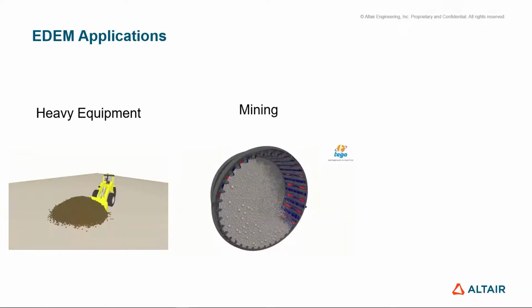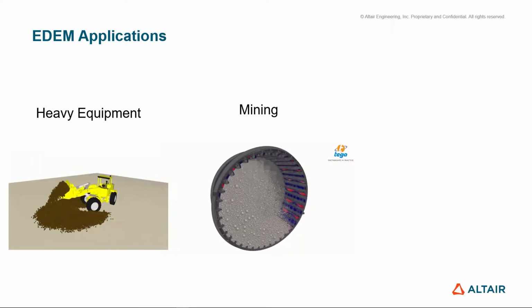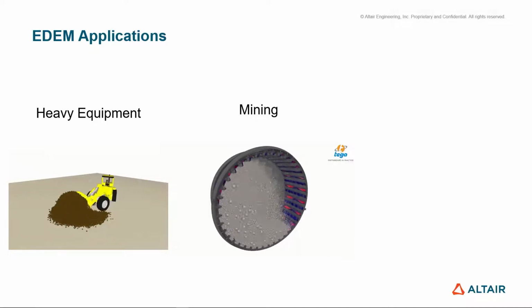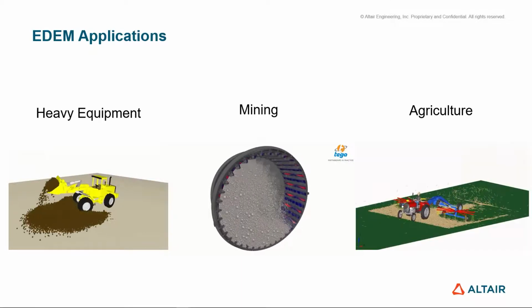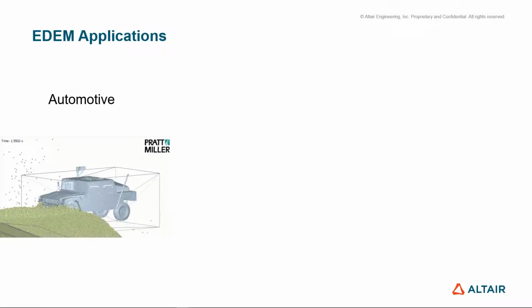It is also used in the mining and metal industry to test and verify performance of conveyor belts, transfer points, crushers, grinding mills, and also in the agriculture industry as well, as we can see here. That is EDEM coupled with MotionSolve, and I will explain an example later on during the presentation. We can also evaluate and optimize the design and performance of cars on different terrains. And we can model the interaction between the body parts and the soil.